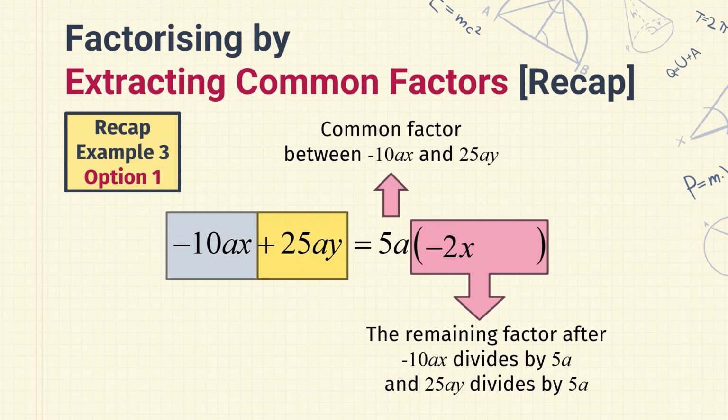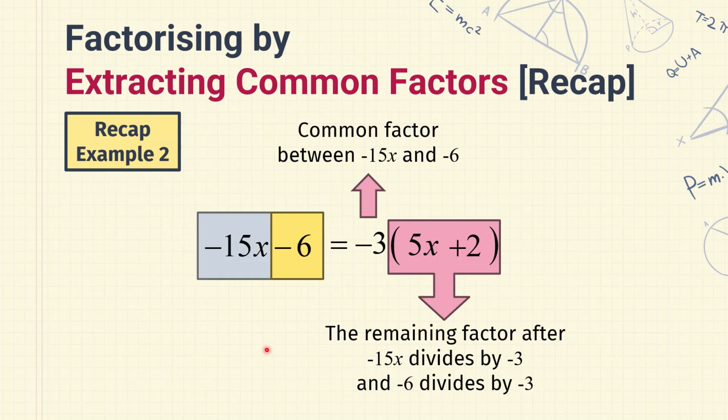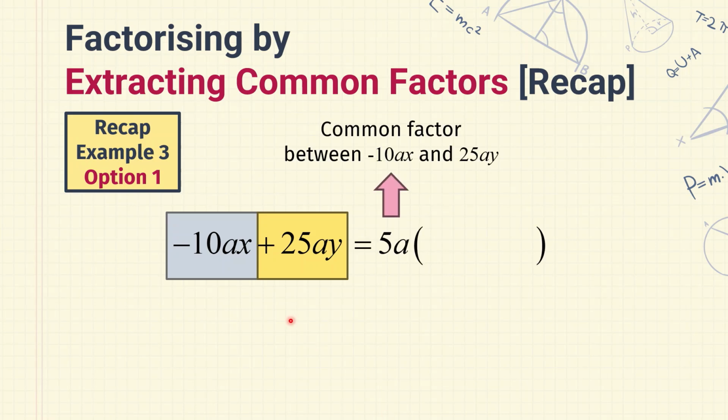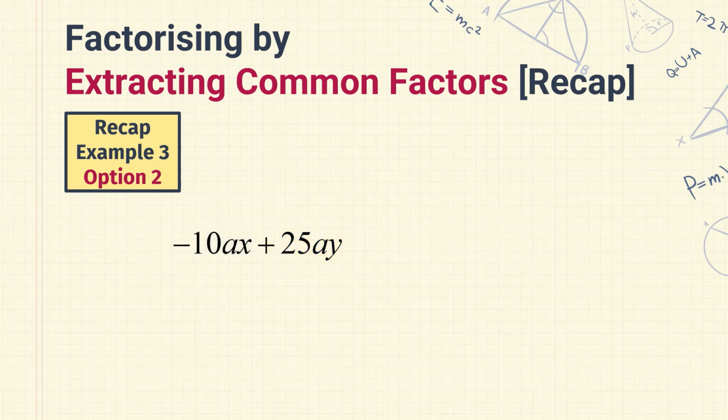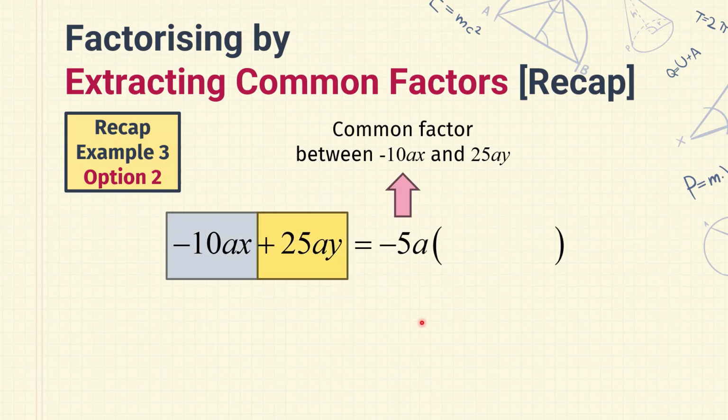Let me go back to that. In example 2, we notice that both of them have a negative sign. So when both have a negative sign, we must take out the negative 1. In this case, negative 3, because 15 and 6 have a common factor of 3. So this is where we factorize completely, where we take out all the negative sign, since both have negative in it. While on the other hand, in this case, only one of them has a negative sign. So you can consider just taking out the positive factor instead of the negative factors in this particular option.